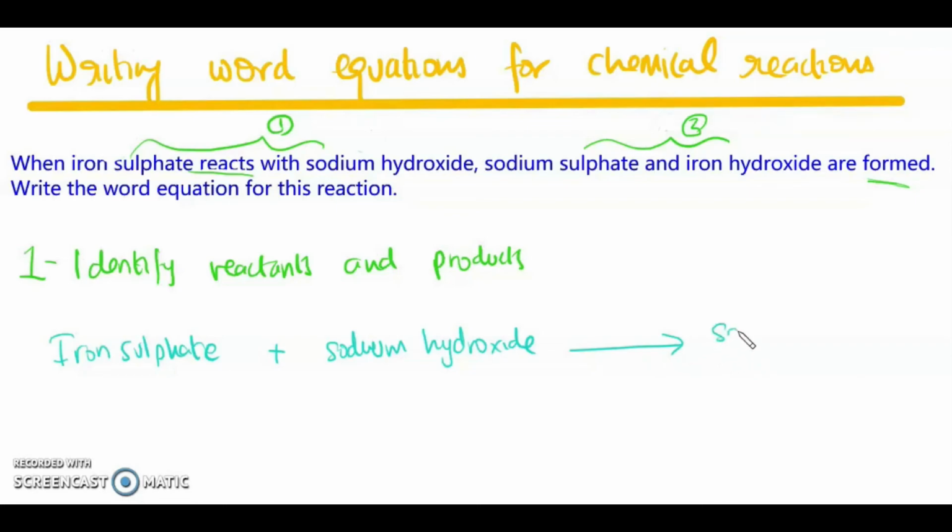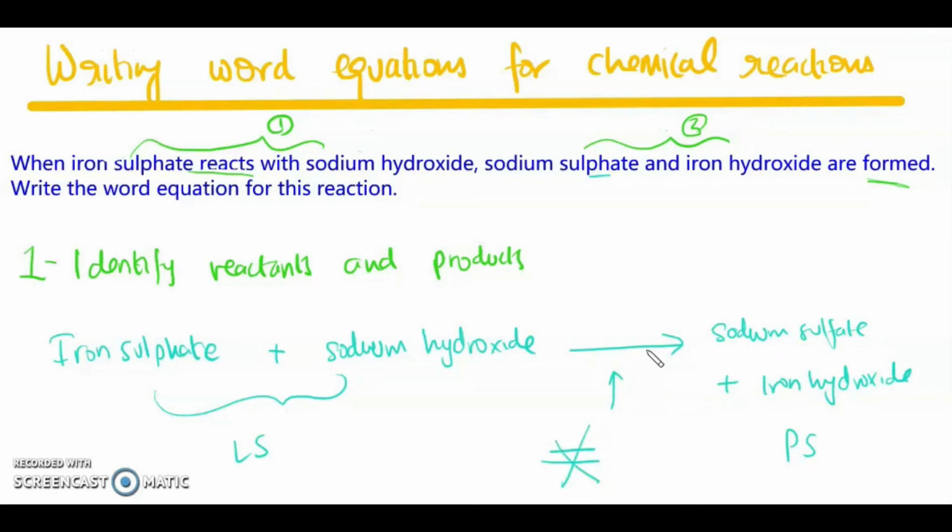So our products are sodium sulfate, and you have iron hydroxide. You can spell sulfate with a PH or an F. It really depends on you. Doesn't really matter. Both of them are correct. So this would be your correct word equation. The reactants are written on the left side and the products are written on the right side, along with an arrow. Remember, it is not equals to, it is always an arrow.